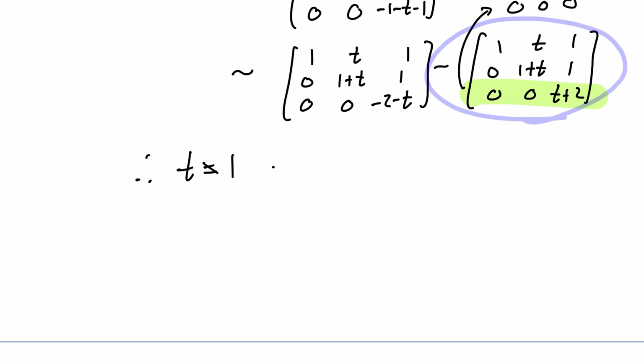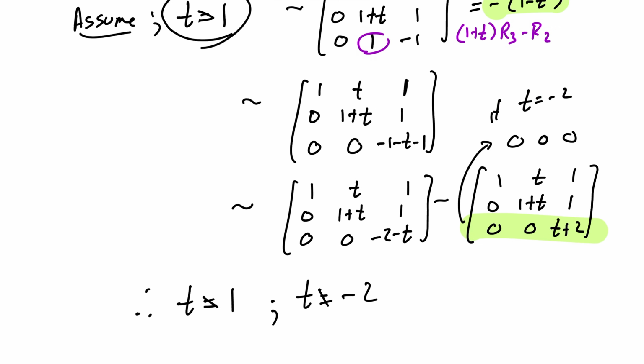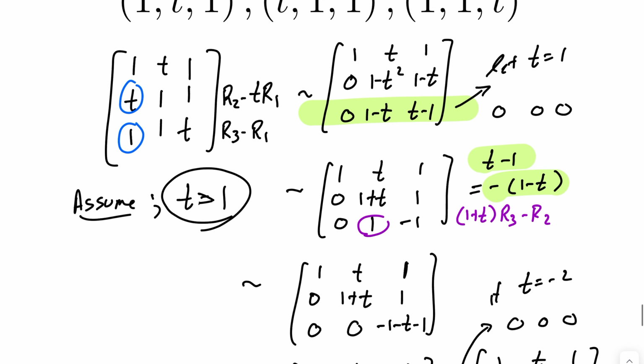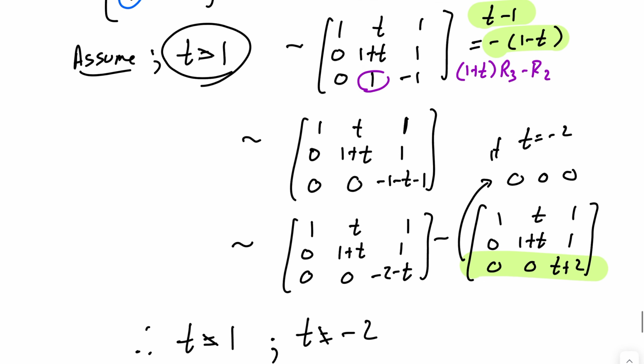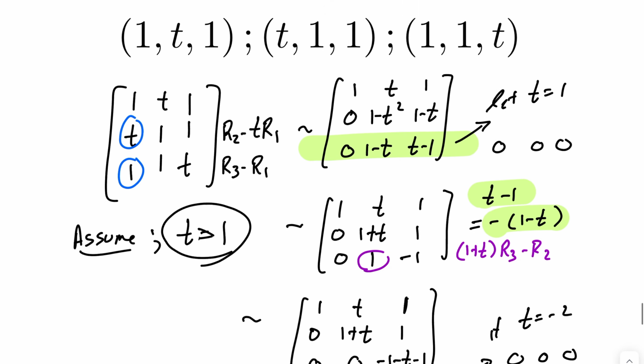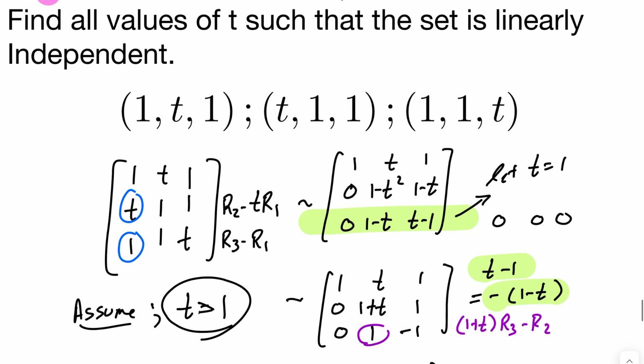And if we still want to have independence, I have to add another condition that, and on top of it, t cannot equal -2. If t is not equal to 1 and t is not equal to -2, then we're in a situation that we have ourselves a linearly independent set. And any one of these two conditions will generate ourselves a linearly dependent set. All right, let's take a look at another problem.